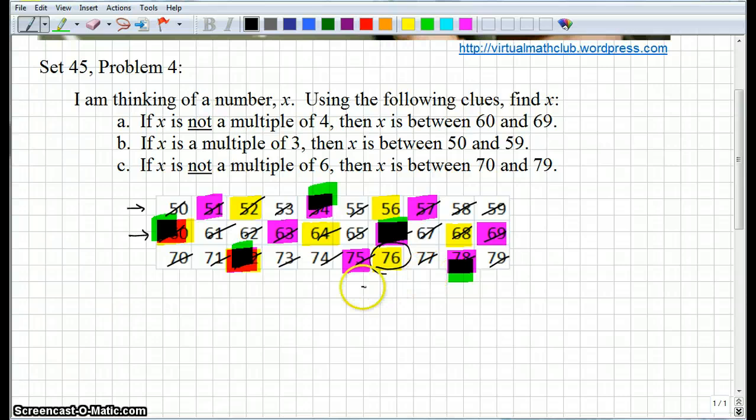So I wanted to show you another way to do this too. And that's by looking at the contrapositive.